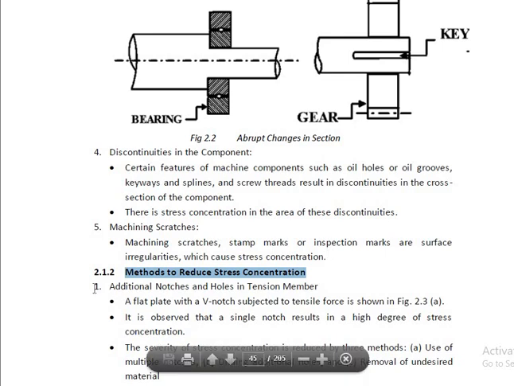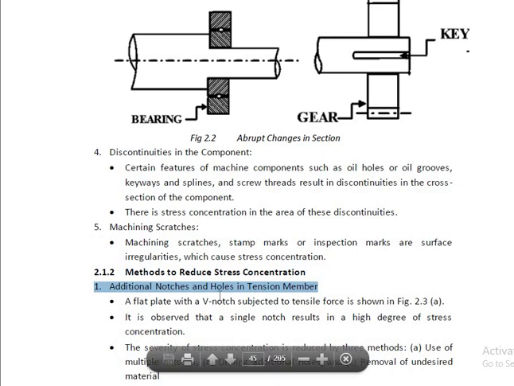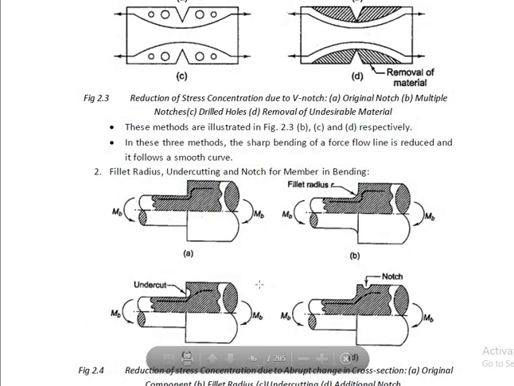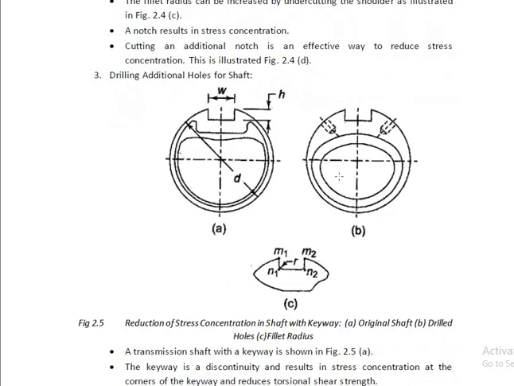The first method is providing additional notches and holes in a tension member. When the members are subjected to tensile load or tensile stress, we can provide additional notches and holes in the tension member. When the member is subjected to bending, we can provide a fillet radius, undercutting and additional notches. When the member is a shaft, such as a transmission shaft, and there is a possibility of stress concentration due to the presence of a keyway, we can provide additional holes beside the keyway so that it reduces the stress concentration.